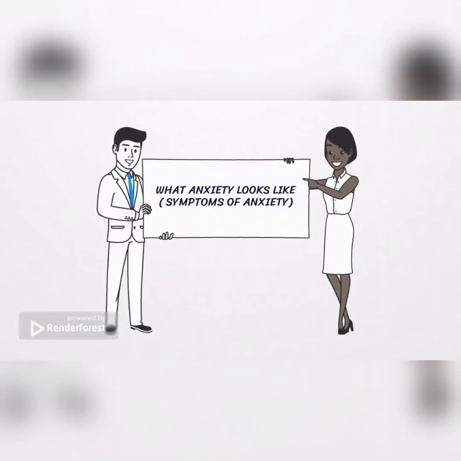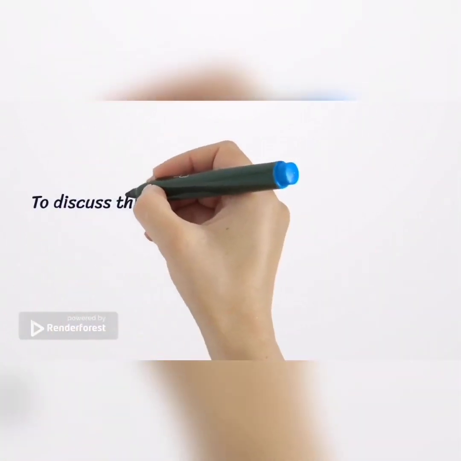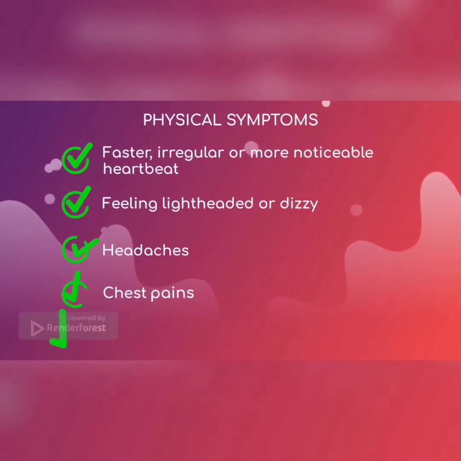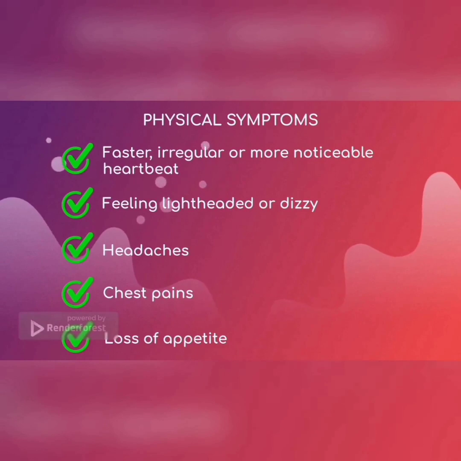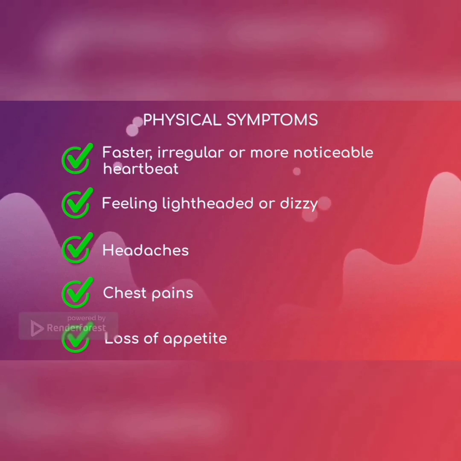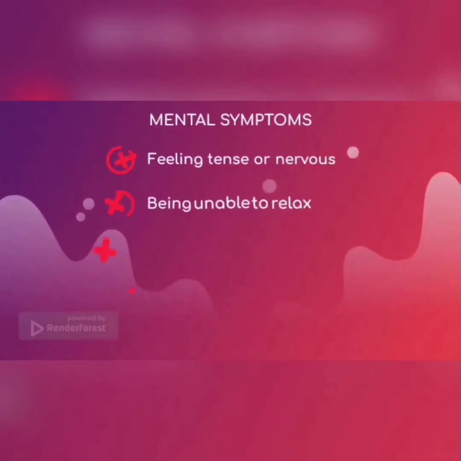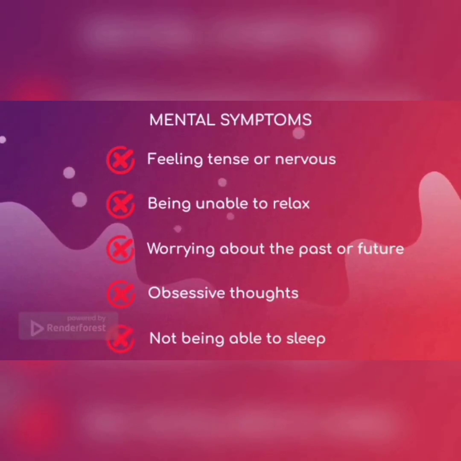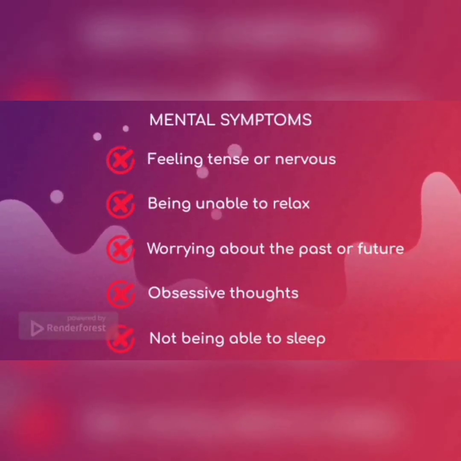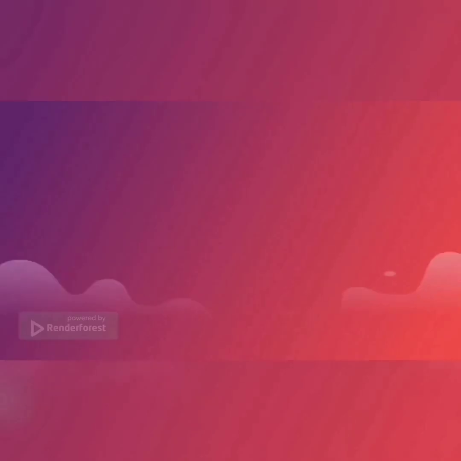What anxiety looks like, symptoms of anxiety. To discuss this, we would have three subheadings: physical symptoms, mental symptoms, and changes in behavior. Physical symptoms of anxiety include faster, irregular, or more noticeable heartbeat, feeling lightheaded or dizzy, headaches, chest pain, and loss of appetite. Mental symptoms of anxiety include feeling tense or nervous, being unable to relax, worrying about the past or future, obsessive thoughts, and not being able to sleep.